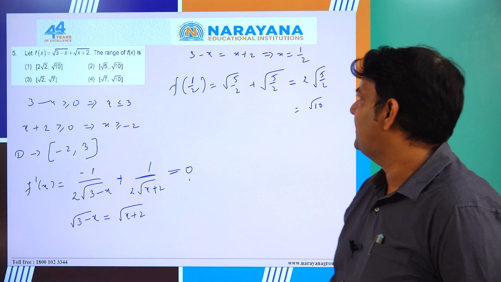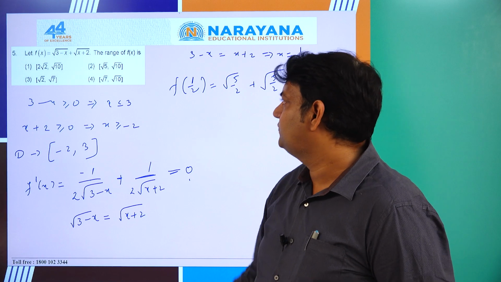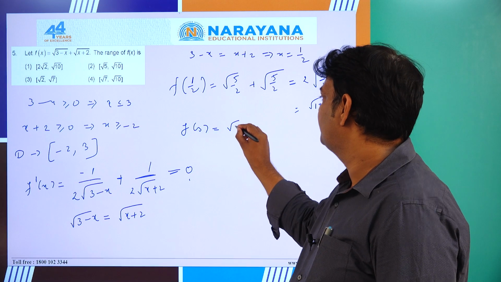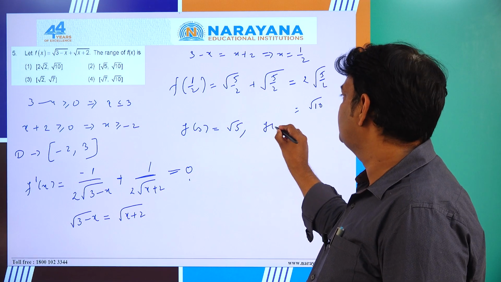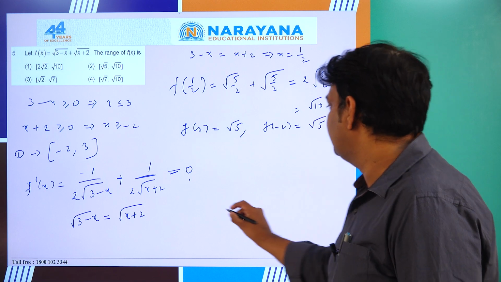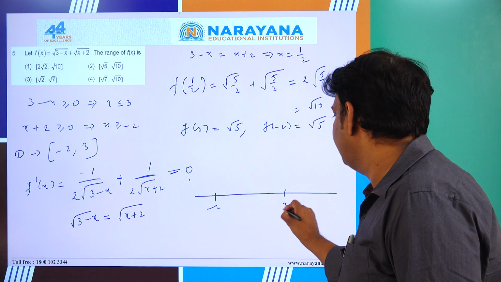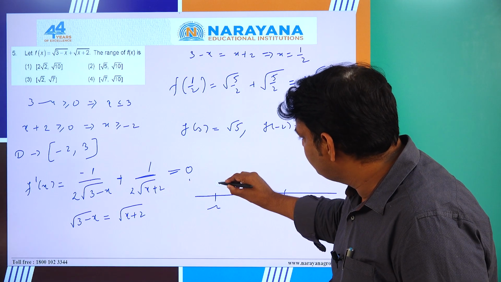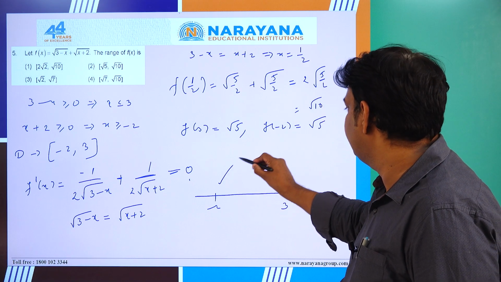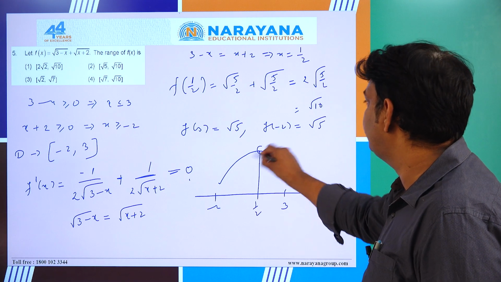I can say that it will be the maximum value because both are non-zero. For minimum, one of the values should be 0. So what is f of 3? Root 5. And f of minus 2, how much? Root 5. Means the graph is something like this. This is the domain, minus 2 and 3. At minus 2 your function value is root 5, at 3 also your function value is root 5, and then the graph is increasing and again coming down, and exactly here at half it is taking the maximum value.